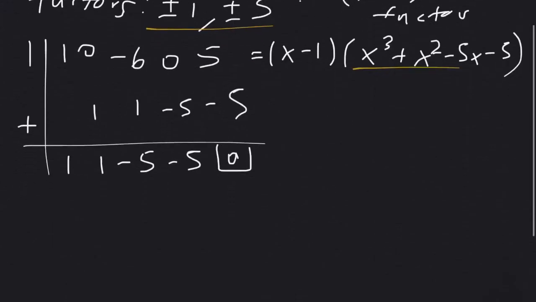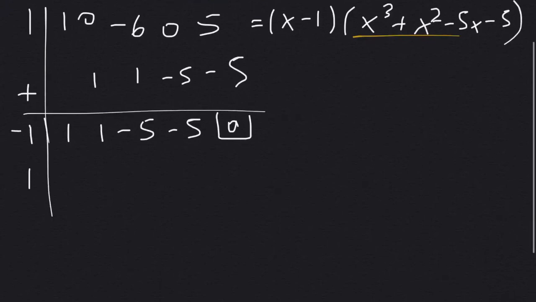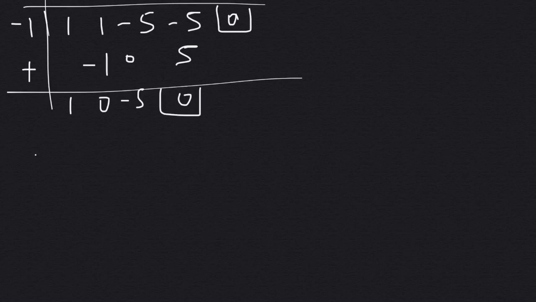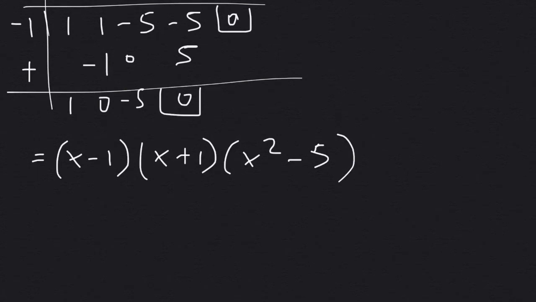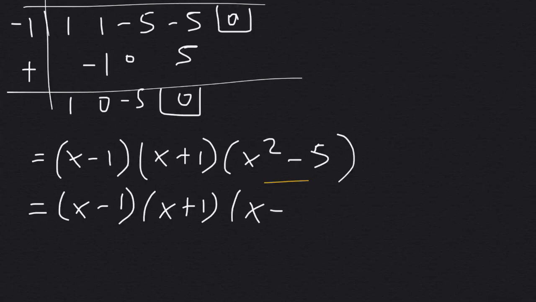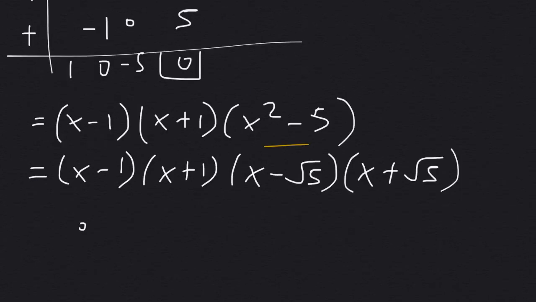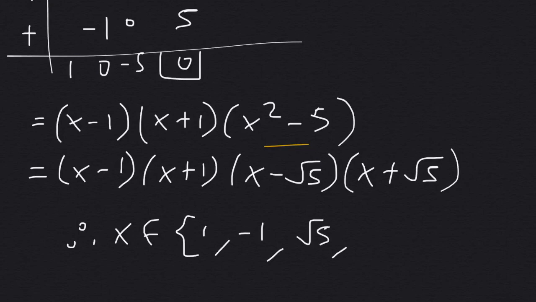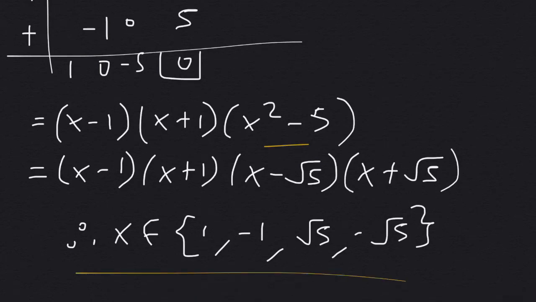We're going to continue the synthetic division chart with negative 1. So now our equation is x minus 1 times x plus 1 times x squared minus 5. And so you can see that x squared minus 5 is a difference of squares. And so knowing that, we are going to factor that into x minus root 5, x plus root 5. Our solutions for x then equal 1, negative 1, root 5, and negative root 5. And those are our final answers for this question.